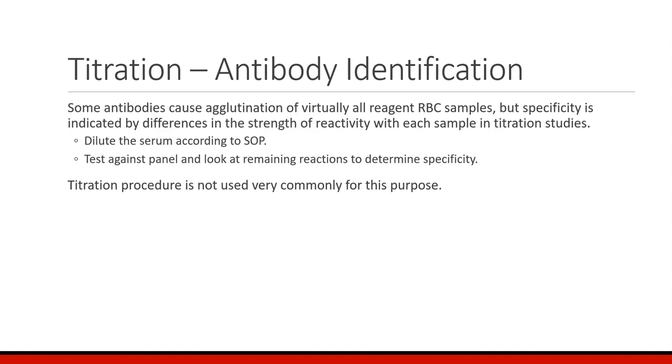So if we have varying reactions, and one was a 1 plus and one was a 4 plus, by diluting it, the 1 pluses may go away and the dilution will cause 3 plus. So it's a single dilution of the sample that you test against the panel cells. This titration procedure is not used very commonly for this purpose. I personally have never used it, but just know that this is a potential application of this technique.